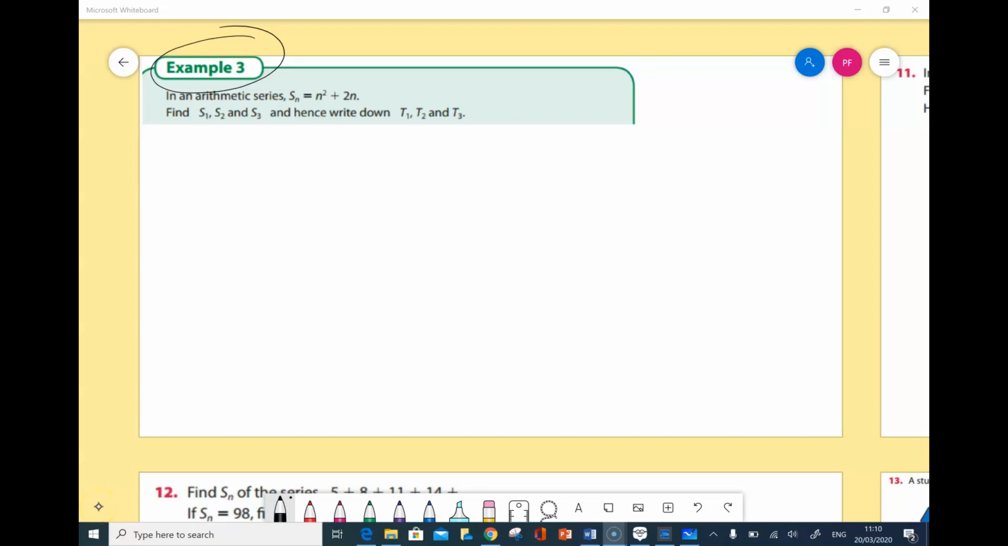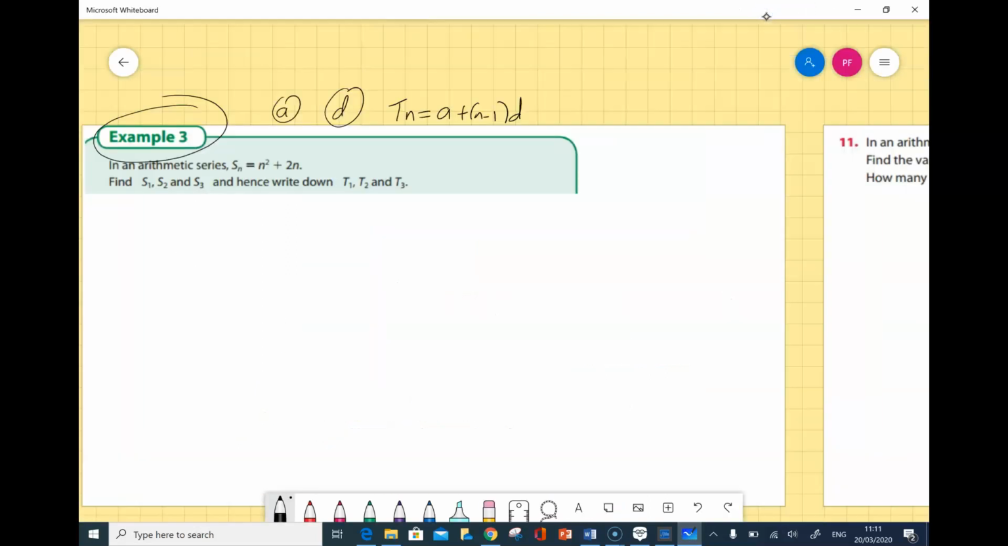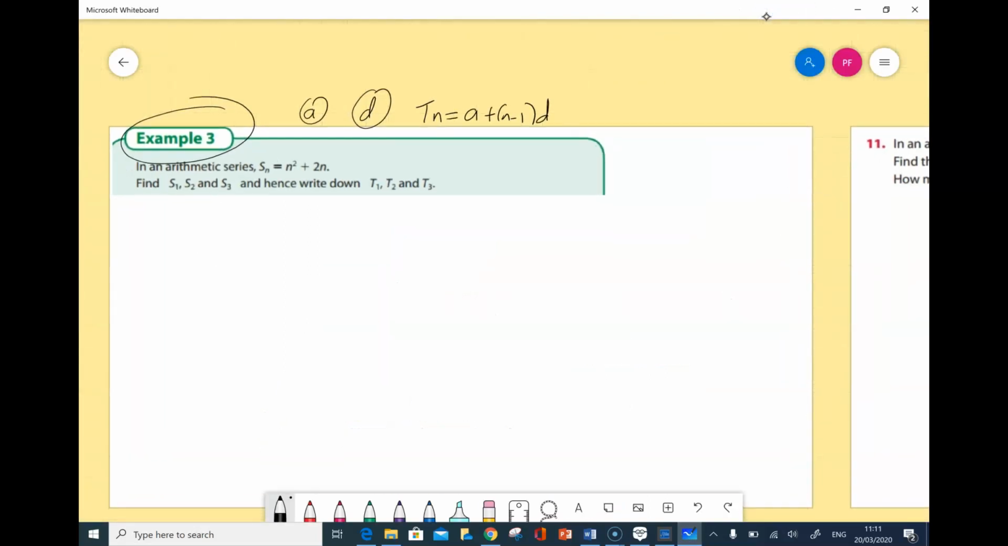Okay, so we're still in arithmetic sequence and series. Just remember, in arithmetic we've got an a, which is your first number. We've got d, which is your common difference. If I want the nth term in a sequence, it's a plus (n minus 1) times d. So if I'm looking for the fifth number in the sequence, I'd just put in 5 for n.